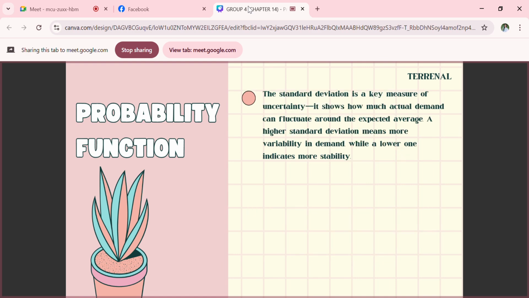Next slide, please. The standard deviation.